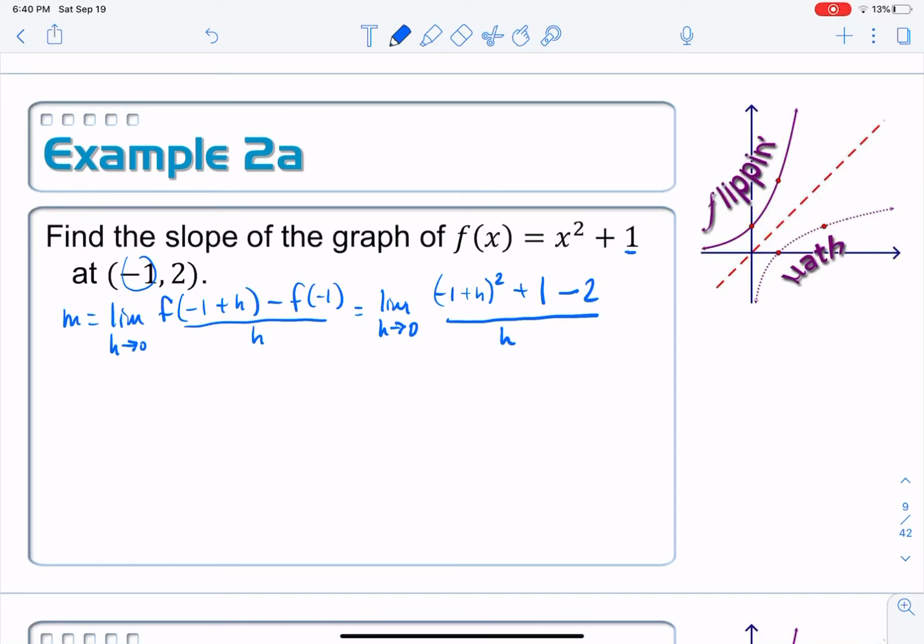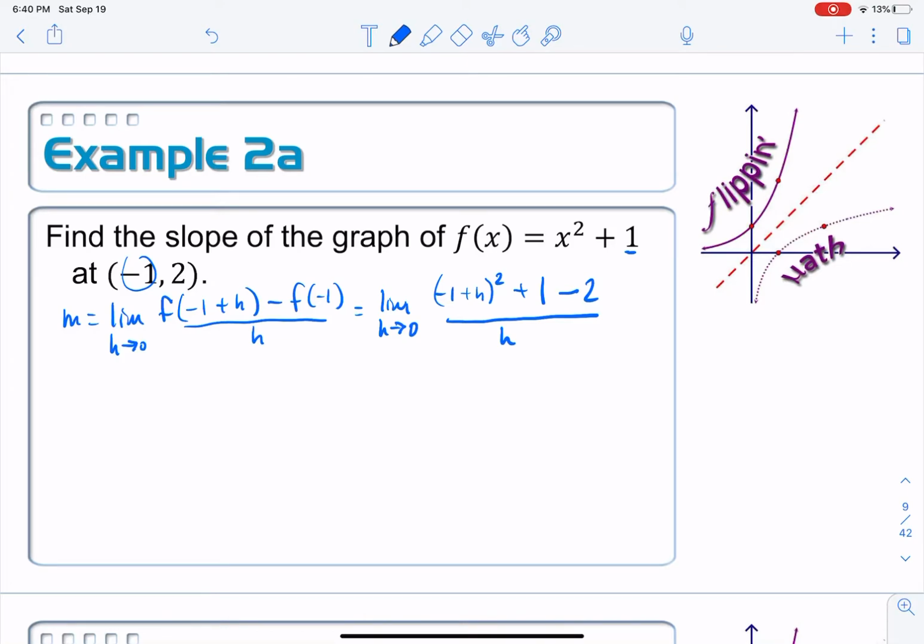All right. Again, if I were to plug in 0, I wonder what I would get for this limit. Plug in 0 here, I'd get negative 1. Negative 1 squared is 1. 1 plus 1 is 2. 2 minus 2 is 0. 0 over 0. I wonder how we're going to resolve this one.